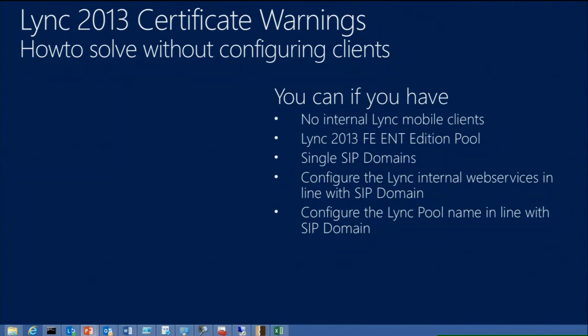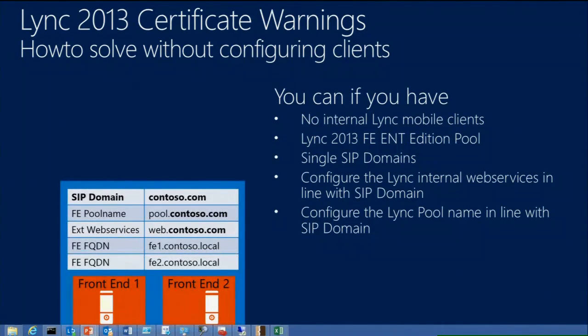The internal web services have to be configured correctly, and the pool name has to be configured in a specific way. So what essentially you have to do is, you have the SIP domain contoso.com. You will have to create a pool name, pool.contoso.com. So you have to do it upfront. And your web services also have to be contoso.com. If all of these are correct, you will not run into the issue, because you will not cross trust borders.